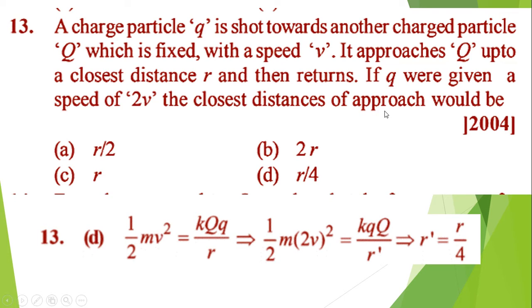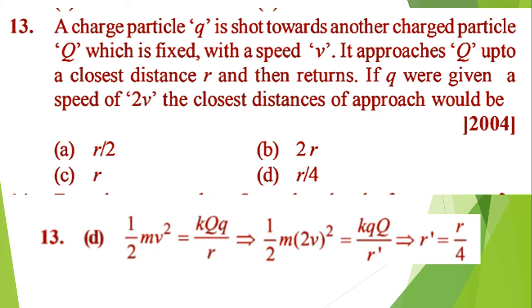That means the speed of the charged particle is changed, so the kinetic energy is increased, because the kinetic energy depends on the speed of the charged particle. The speed is increased 2 times, so the kinetic energy is increased, and the distance of nearest approach between small q and capital Q is changed. So we find the nearest approach distance between small q and capital Q.